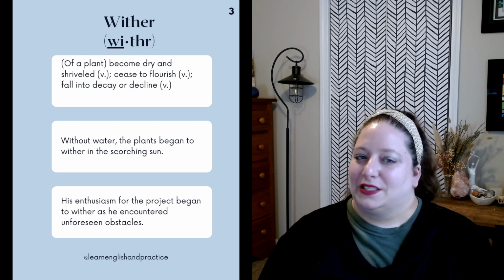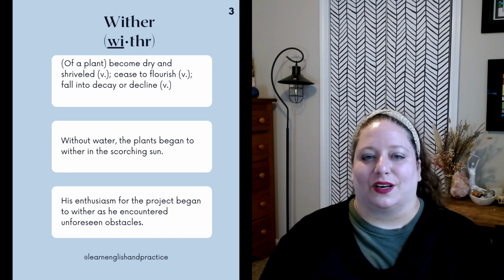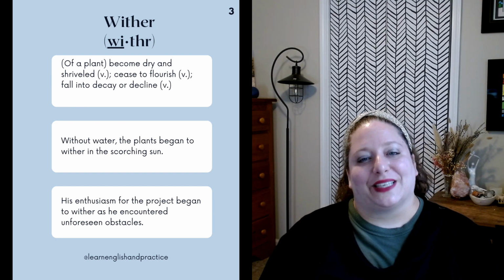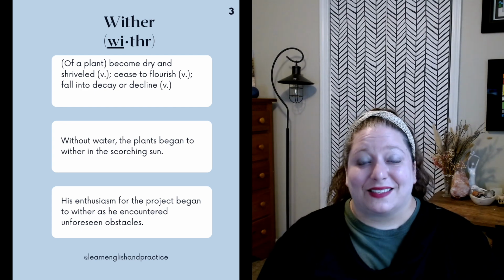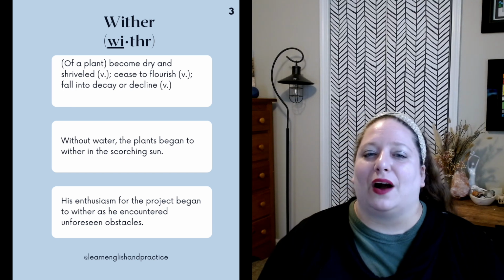Wither. This means, when referring to a plant, to become dry and shriveled as a verb. Cease to flourish as a verb. Fall into decay or decline as a verb. So when referring to plants, we can see them withering and dying and leaves turning brown.